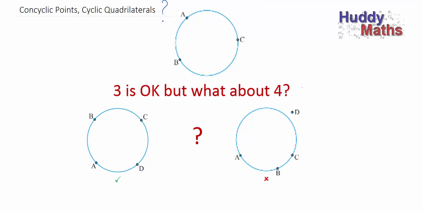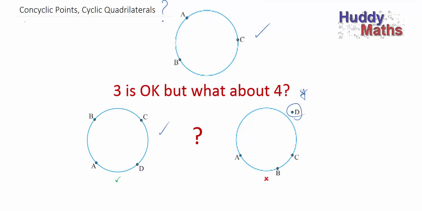I've got a quick question for you as usual. Three is okay, but what about four? What's he on about there, mate? Three points. Can you always draw a circle through three points, but not four? This one worked. But D didn't make it on that circumference there. So can we get a little bit better understanding about how four points might form a circle or be concyclic?